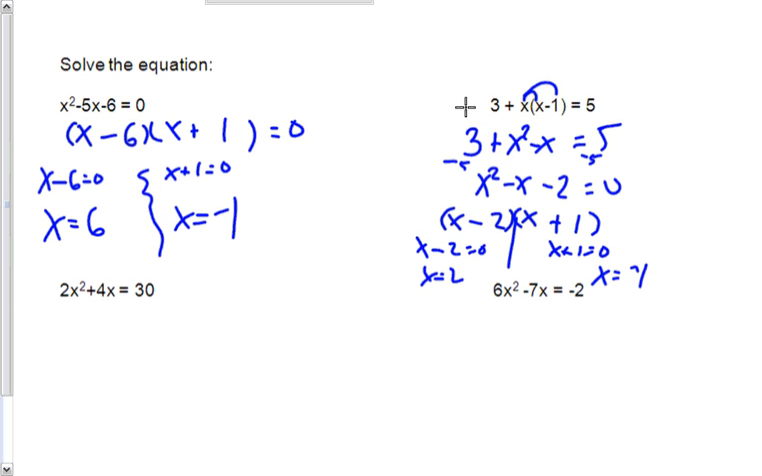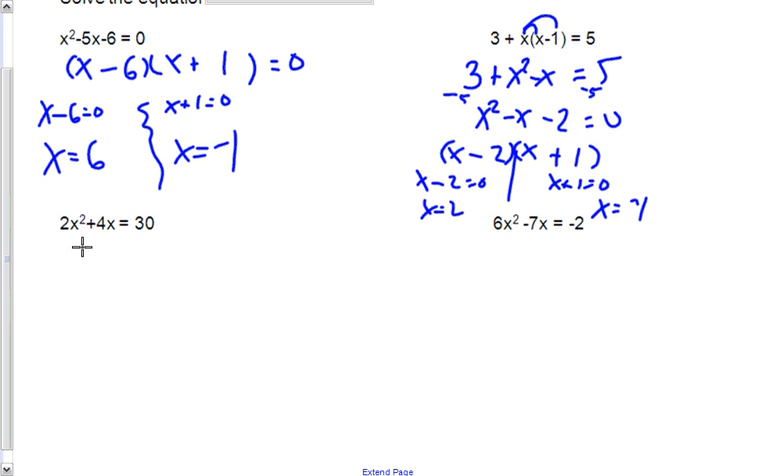All right? So if I were to graph this thing, moving this over, if I graph specifically this one right here, y equals, this is where it's going to hit the x-axis. All right, third question. All we got to do is move everything over.